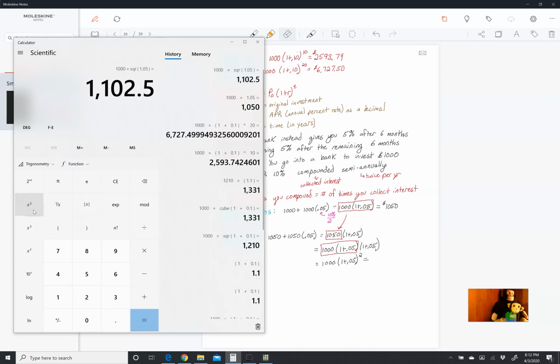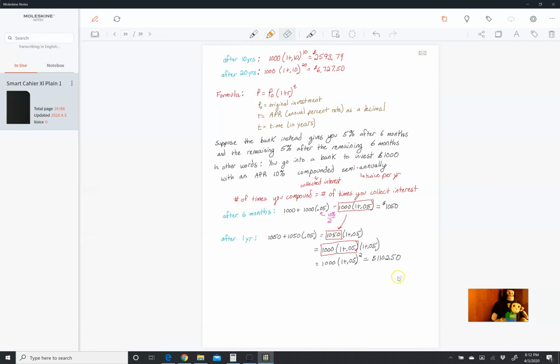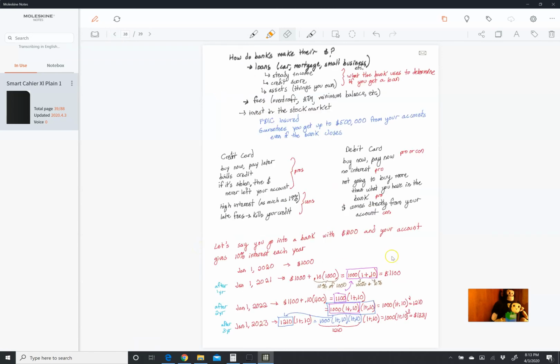Well, now we have $1,102.50. Well, this is more than we had before. We only had $1,100. Here we have more.